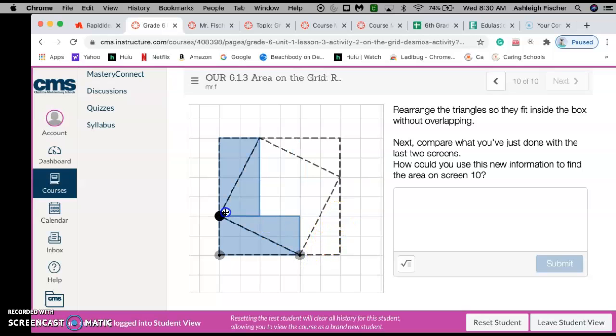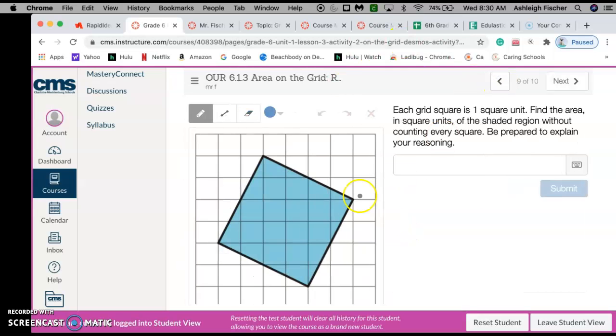So in elementary school, you learned how to find the area of rectangles. So this is 1, 2. 1, 2, 3, 4. 4 times 2 is 8. 1, 2, 3, 4. 4 times 2 is 8. And then 8 plus 8 gives us 16. Okay? So 16.